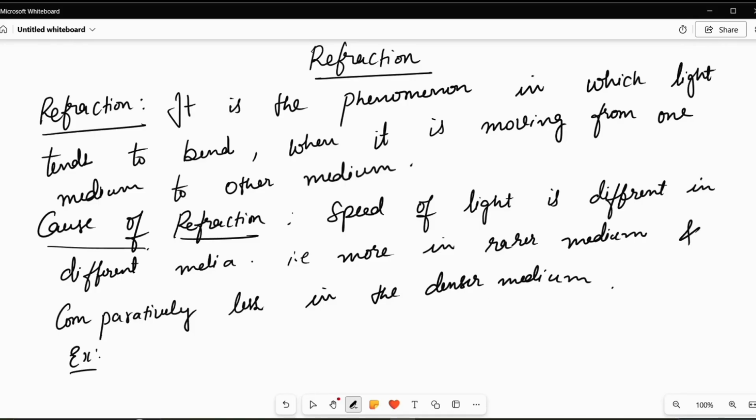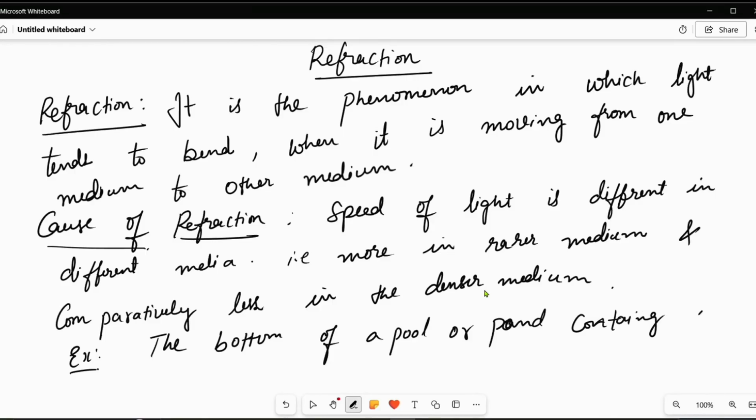Example for the refraction: the bottom of a pool or a pond containing water appears to be raised.